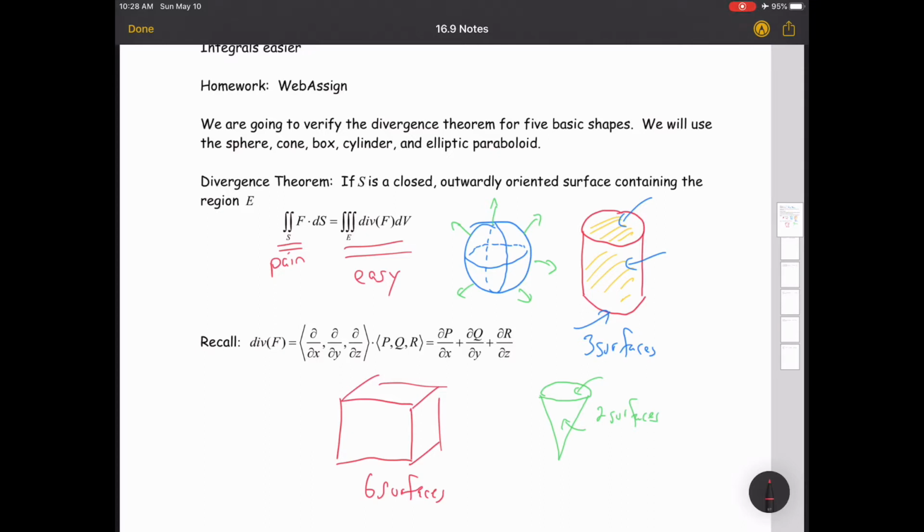So just a real quick reminder, the divergence is del, or your partials, dotted with your vector field P, Q, R. And then you just basically get the partial of P plus the partial of Q plus the partial of R. That's your divergence. So let's go ahead and take a look at, we've got 5 examples to do. We're going to do a sphere, a cylinder, a cone, a box, and I can't remember the last one. But we'll get to them. And we are going to verify all of them.